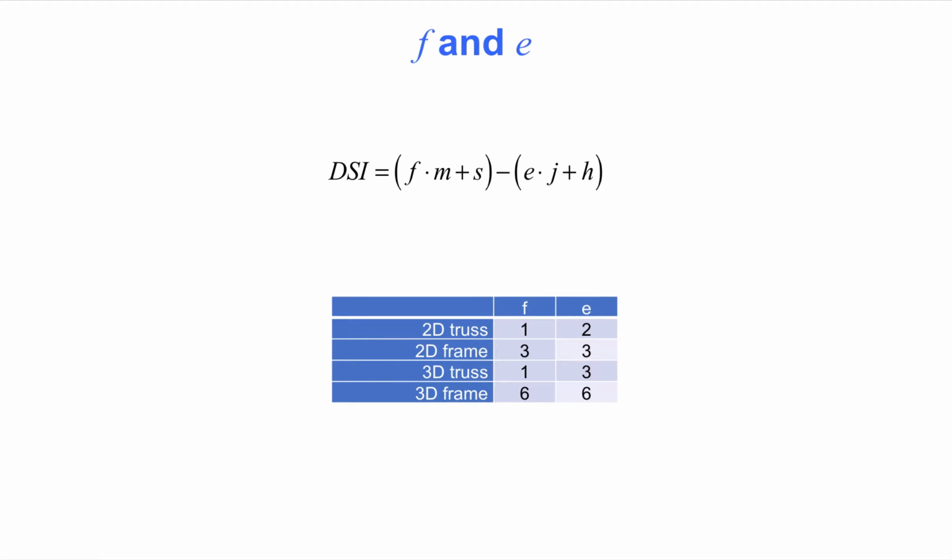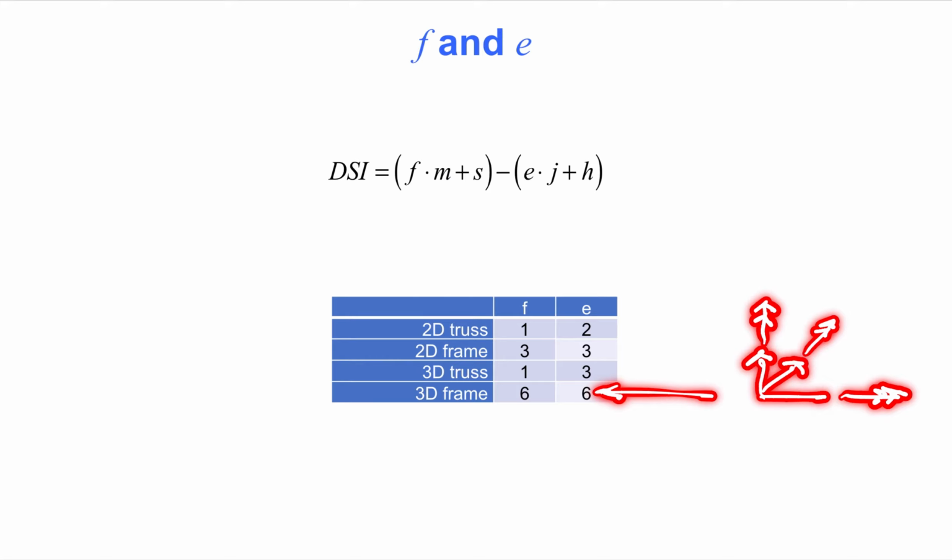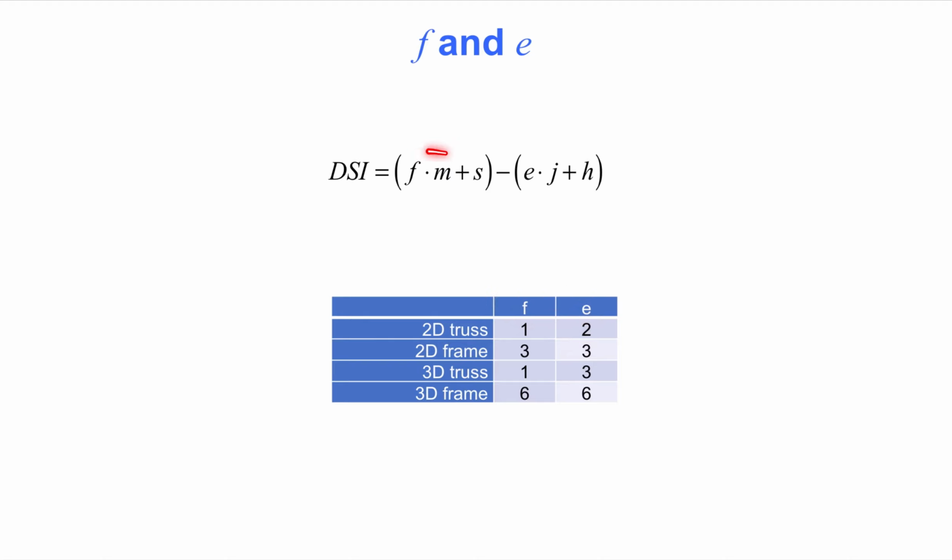For a two-dimensional beam or frame structure, we can set up 3 equilibrium equations per joint. Those are moment equilibrium, equilibrium in the horizontal direction, and equilibrium in the vertical direction. Finally, for a three-dimensional beam or frame structure, we have 6 equilibrium equations per joint. Those are 3 equilibrium equations in the 3-axis directions and 3 moment equilibrium equations, one about each of the 3-axis directions. The symbols F and E on this slide multiply with M and J, respectively.